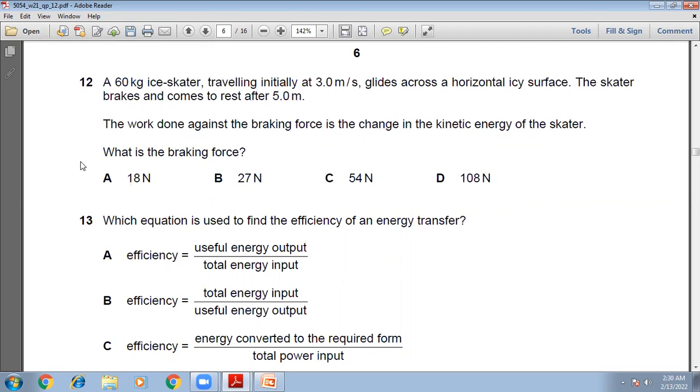Initially, we can find the kinetic energy. The formula for the kinetic energy is 1 by 2 mv square, when he was moving with the speed of 3 meter per second and his mass is 60 kg. At the end, the speed becomes zero. He comes to rest, so the kinetic energy will become zero. It took 5 minutes, so we have to find out the braking distance. Very easy question. The work done against the braking force is the change in the kinetic energy of the skater.